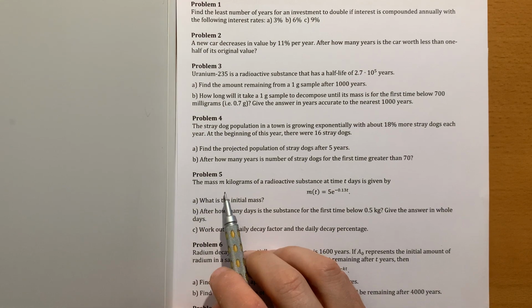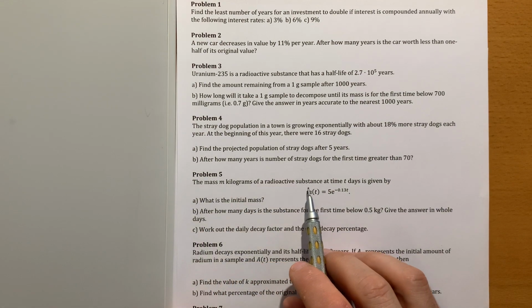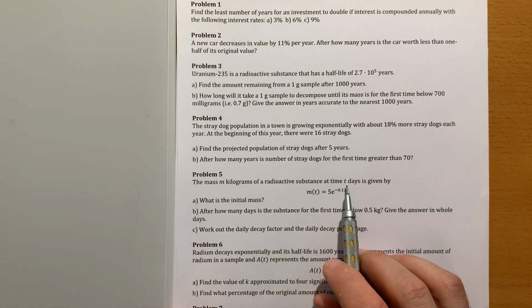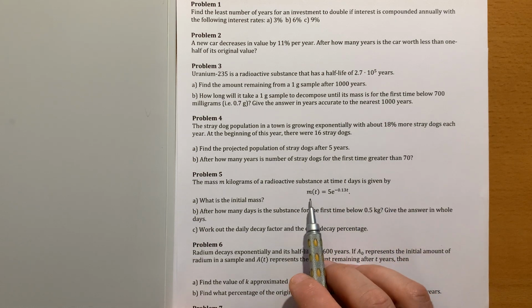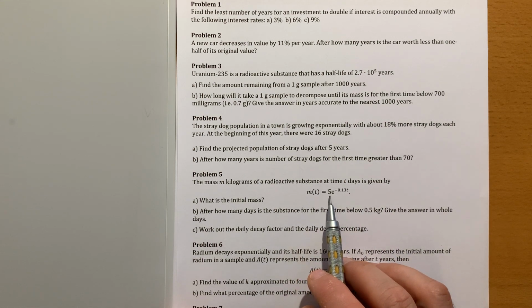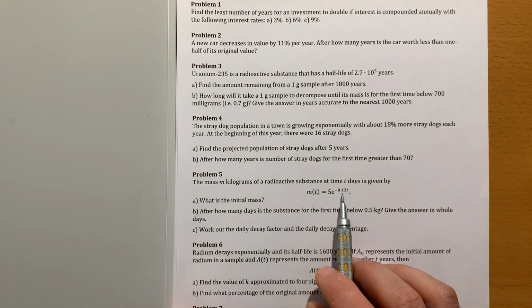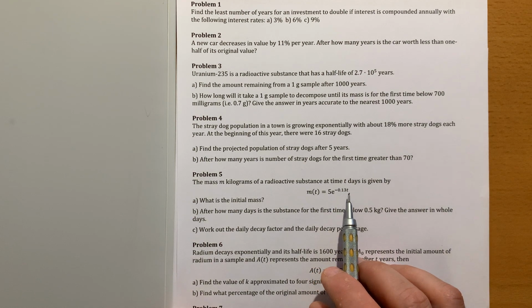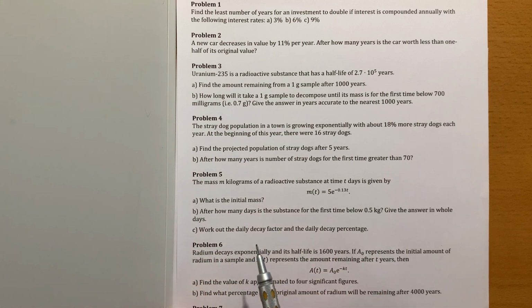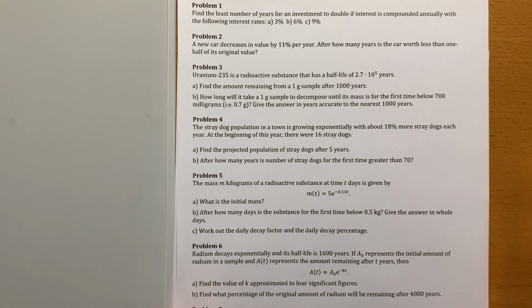The mass m kilograms of a radioactive substance at time t days is given by m in terms of t is equal to 5 times e to the minus 0.13 t. What is the initial mass? After how many days is the substance for the first time below 0.5 kilograms? Give the answer in whole days. Work out the daily decay factor and the daily decay percentage.